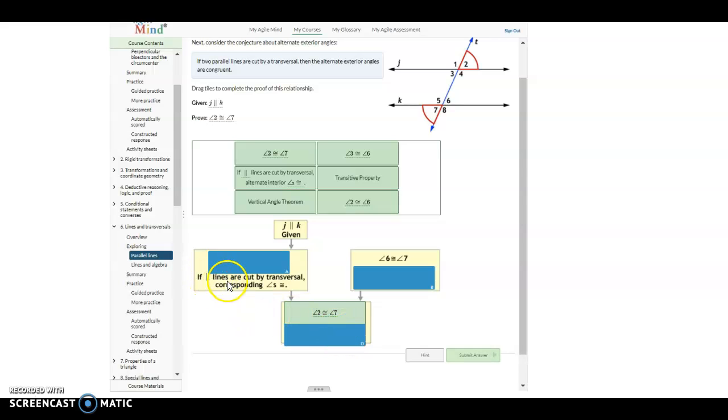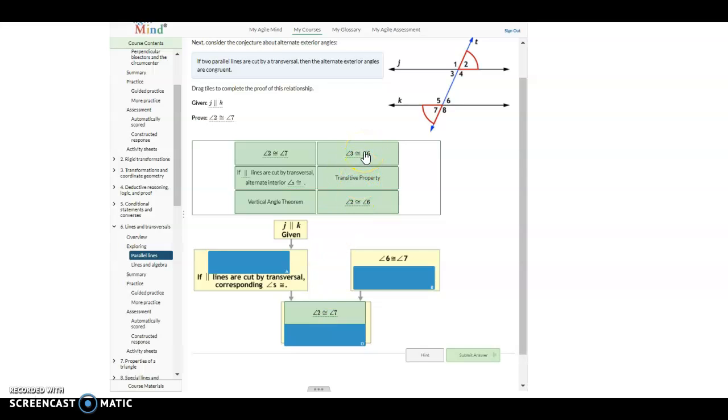All right, so if we look at the second box, the statement says, if parallel lines, not the statement, but the reason says if parallel lines are cut by a transversal, then corresponding angles are congruent. Well, we already used this pair of angles, 2 and 7. That's what we're trying to get to. And so we only have 2 choices here.